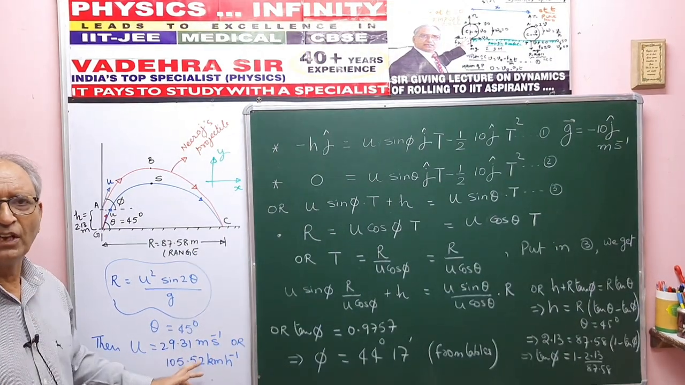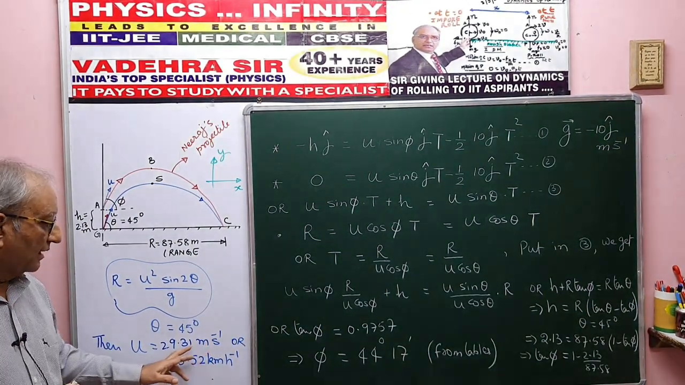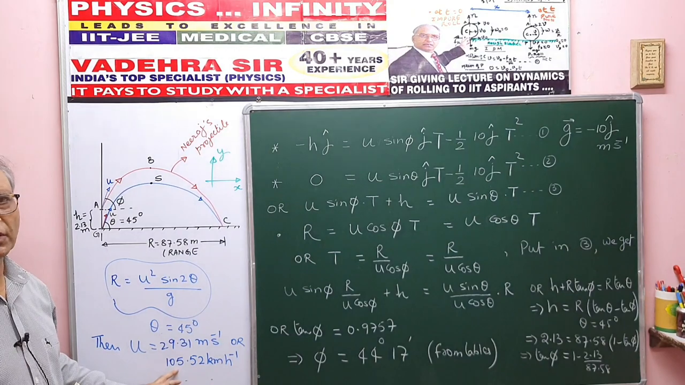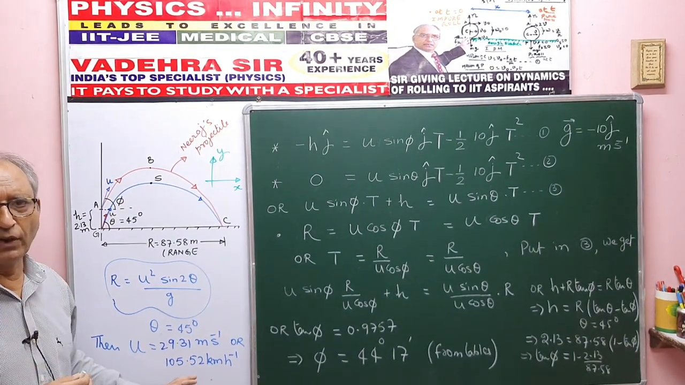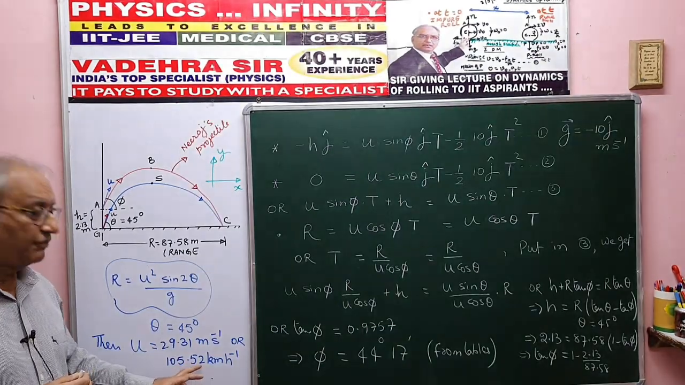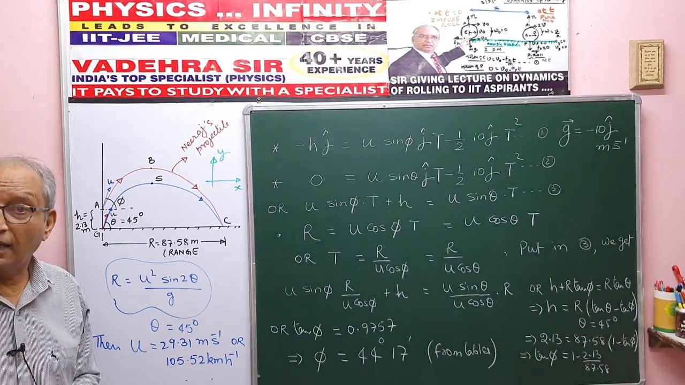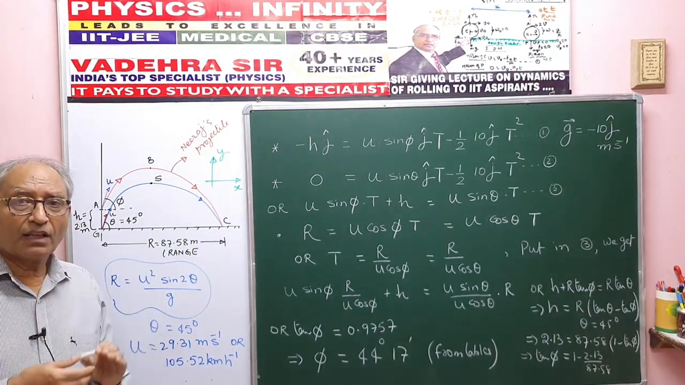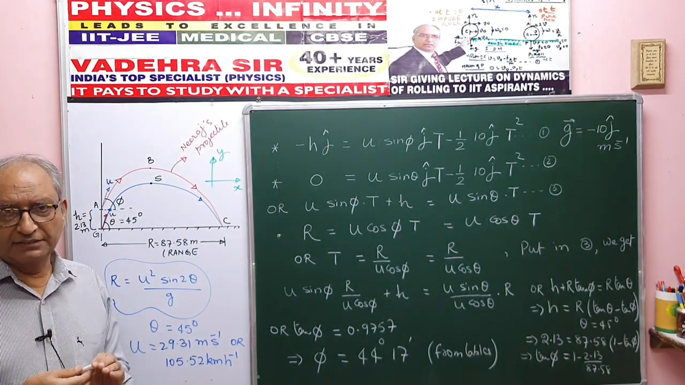Simple calculation. So 29.31 meter per second, or in terms of kilometer per hour, with which normally people are more familiar, that would come out to 105.52 kilometer per hour. But let's analyze exactly what happened.